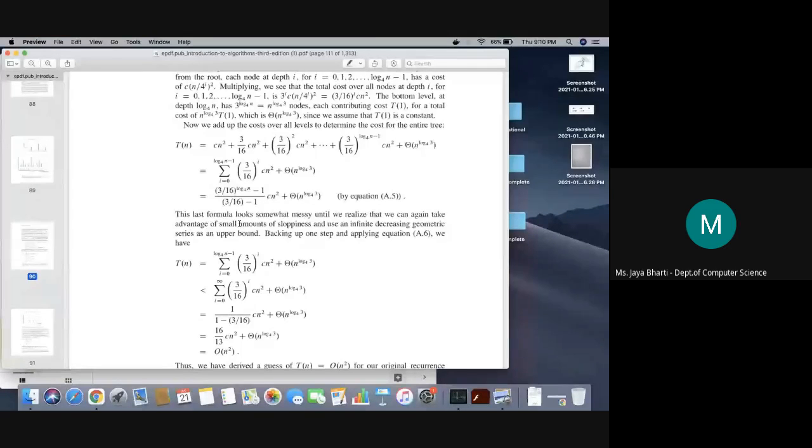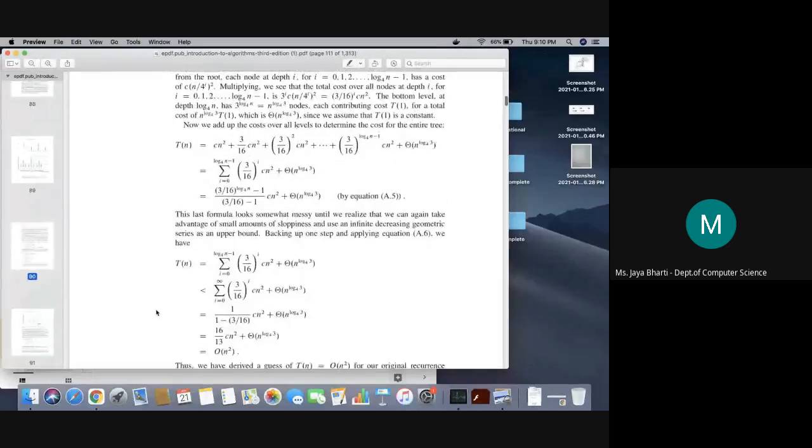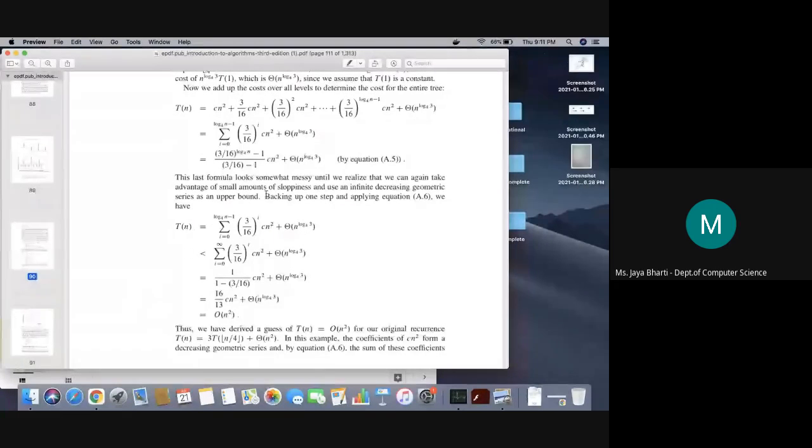So this formula looks somewhat messy until we realize that we can again take advantage of a small amount of sloppiness and use an infinite decreasing geometric series as an upper bound. Okay, so now we are going to solve this one also to get the time complexity. After solving this whole formula, we are getting the time complexity T of n is only order of n square, because in the previous step, we are getting the term 16 by 13 cn square plus theta of n to the power log 3 base 4.